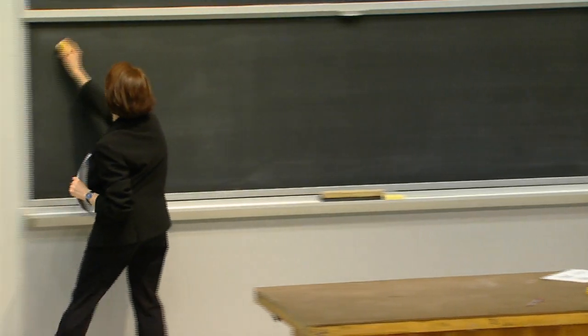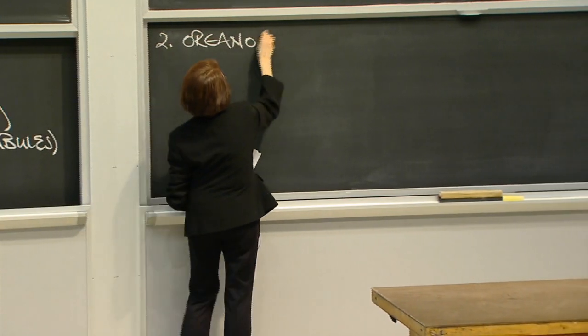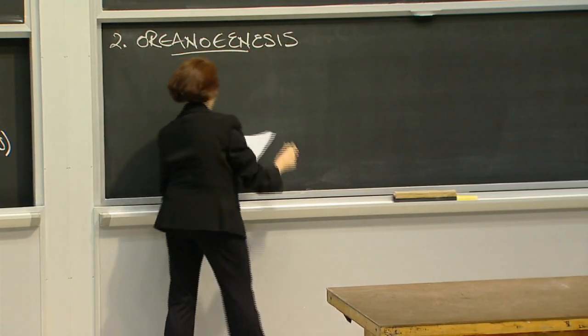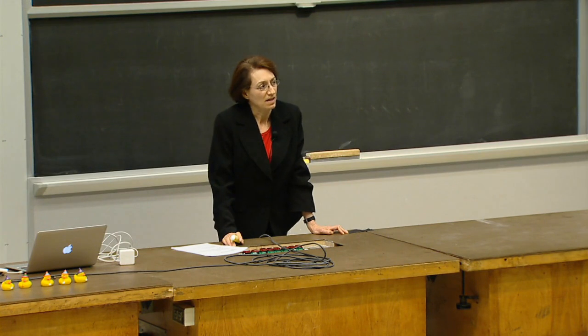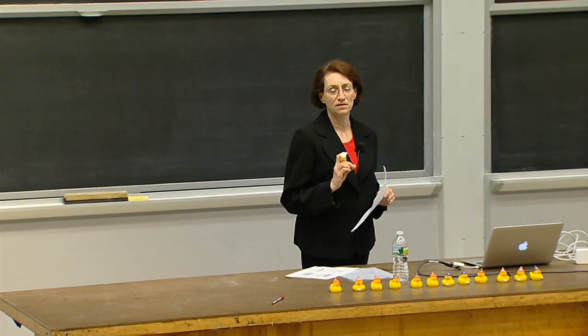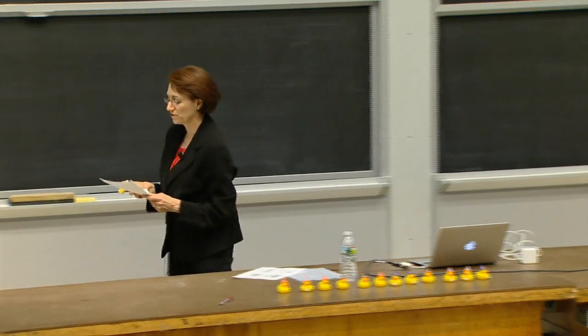Number 2, organogenesis. An organ, as I've written on the screen, is a functional unit of many cell types that are arranged obligatorily in a three-dimensional structure that allows them to function together.